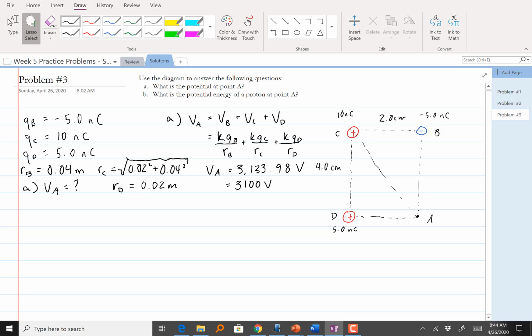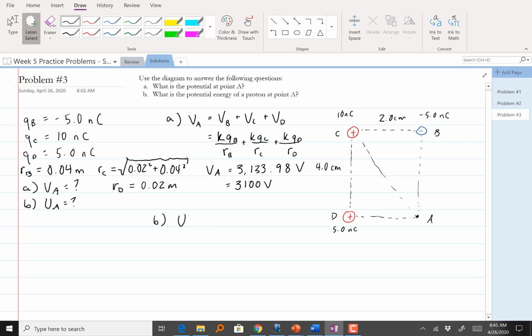All right, and then for the potential energy of a proton at A, again, I can do this 2 different ways. I could find the electric potential energy of adding them together from the charges at B, C, and D to get my final answer, or I can use what I've already found in part A. So I'm going to show you the second way because this is a lot simpler, right?